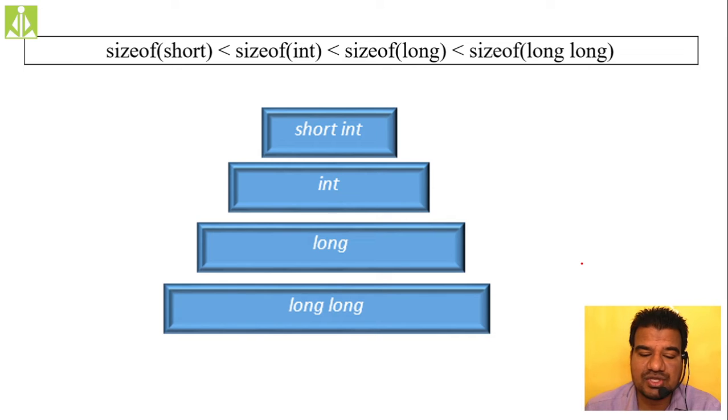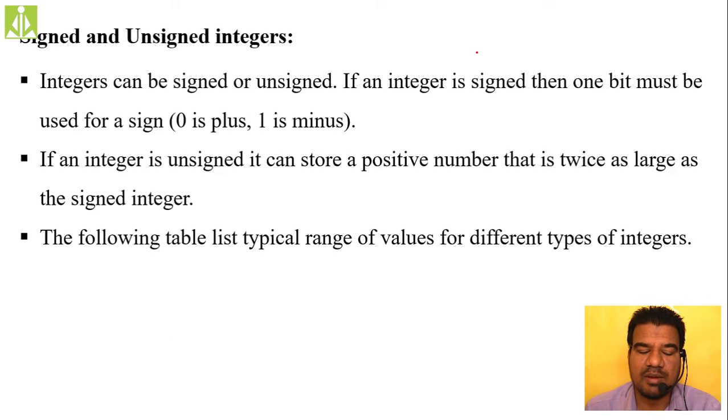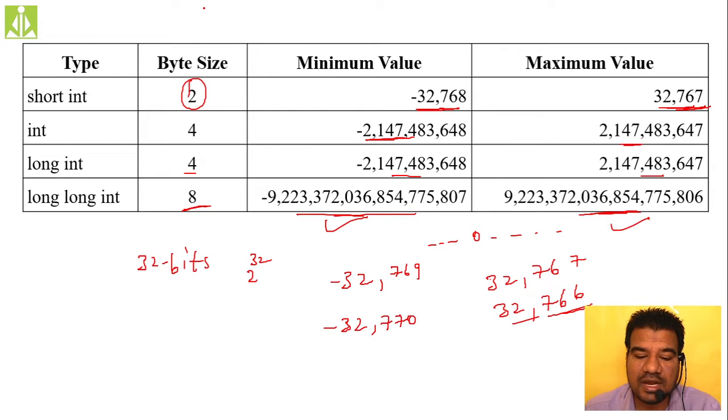Yes, as I said, the size of short integer is smaller than the size of integer, which is also smaller than the size of long, and further smaller than the size of long long. In this way you can remember. Already I told you the concept of signed and unsigned, and we also discussed 0 for plus and 1 for minus, isn't it? 0 for storing the plus sign and 1 for storing the minus sign. And if it is a signed integer, the range simply will get halved, and if it is an unsigned integer, we will get the range doubled.